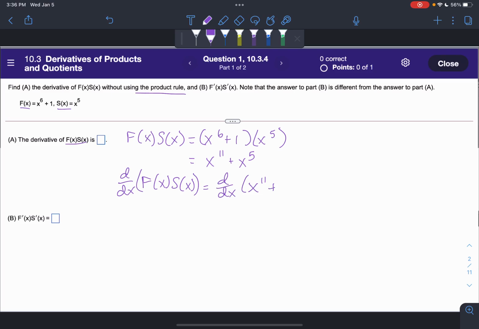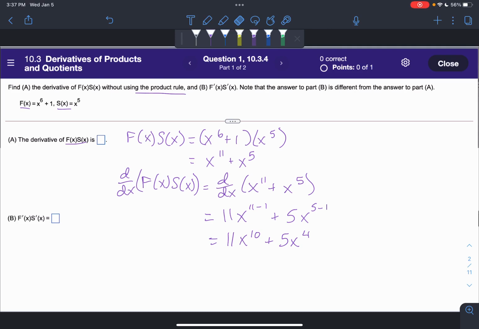And so if we do that, I have a polynomial, so we can just use a series of power rules. So bring the 11 down, subtract the power by 1, and then add on the derivative of x to the 5th. So again, bring down the power and subtract the power by 1. So we should get 11x to the 10th plus 5x to the 4th. Alrighty, and that is the derivative of f of x times s of x.